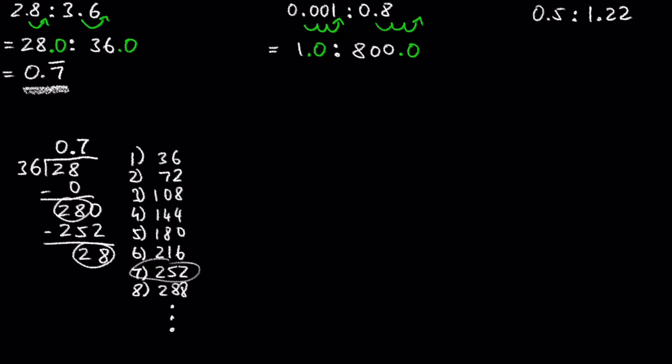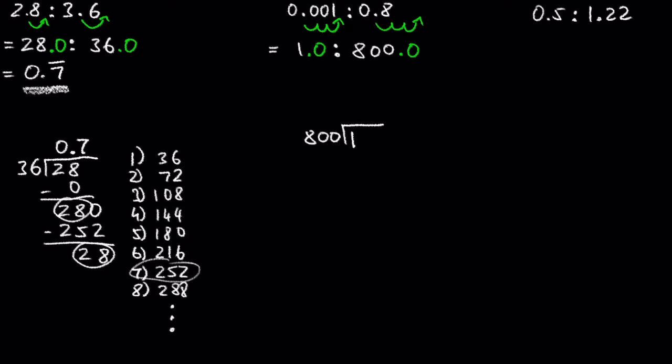How cool is that? Imagine what a headache it would be to divide 0.001 by 0.8 without changing it into whole numbers. So the only thing we have to do now is the regular long division for 1 divided by 800. Feel free to pause the video and try to solve that problem now by yourself. This is a good exercise.